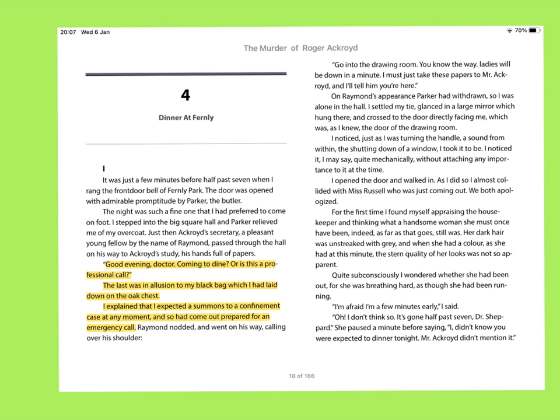Opening of chapter 4 here, very good for this idea of veneers, the illusion of civility and a very civilised existence here in King's Abbot and then particularly at Fernley. So we have Parker here. "Good evening, Doctor. Coming to dine? Or is this a professional call?" So we've got a reference here. Parker notices with an observant eye.